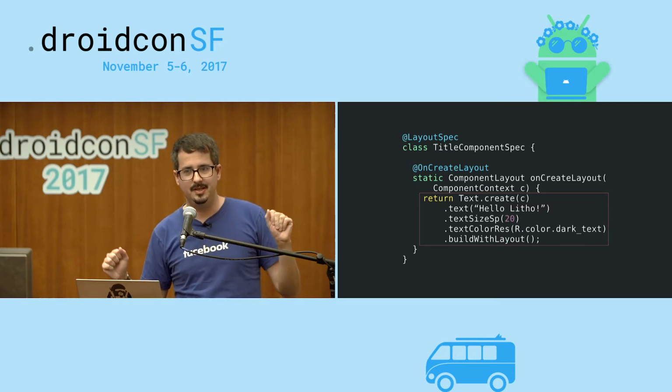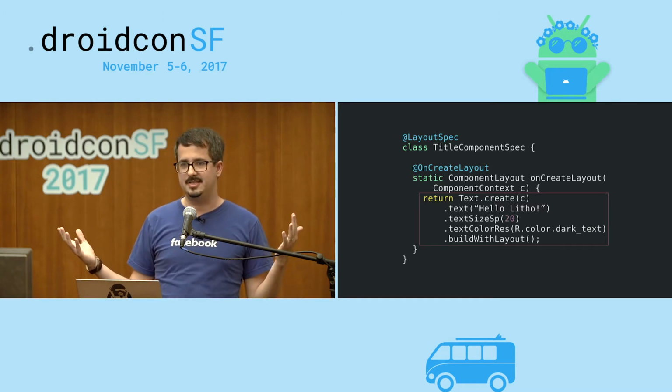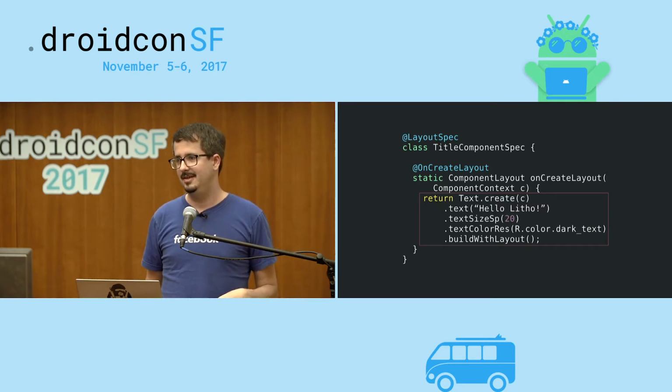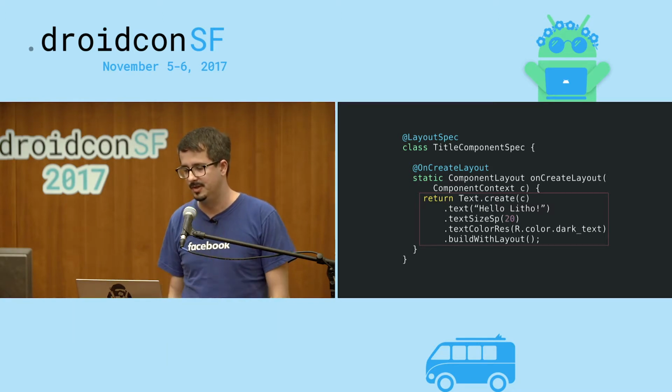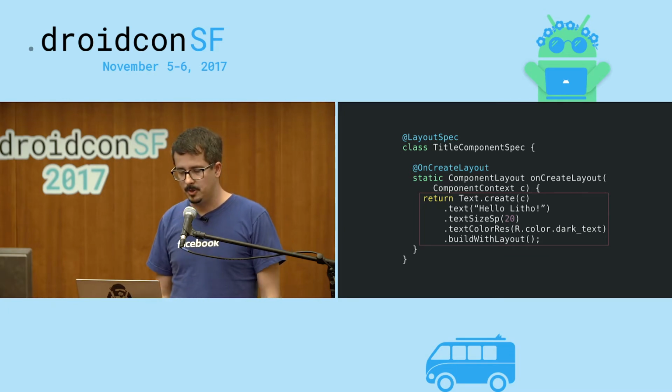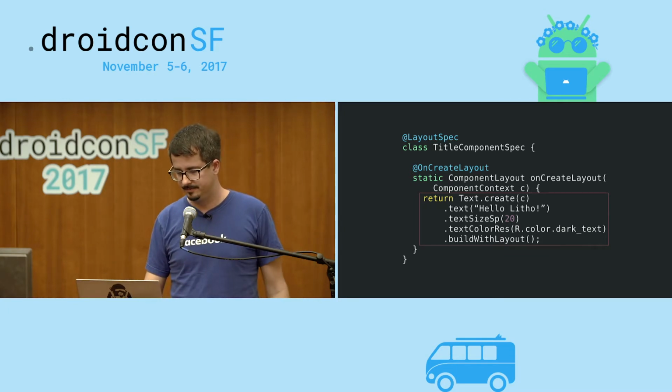The hello world thing is conceptually the equivalent of creating an XML file with a text view in it, and then creating a class that inflates that and shows it on screen. So it's the equivalent of what you would do in Litho in this case. So hello world, hello Litho.